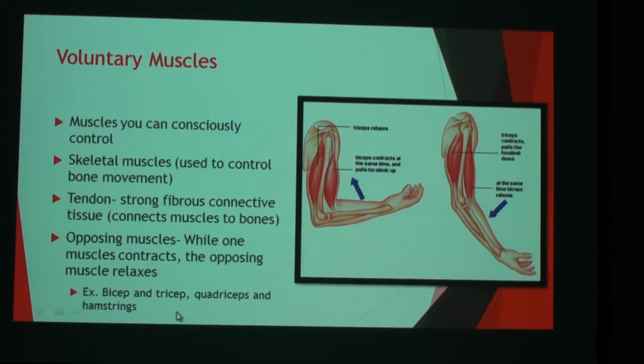They also work as opposing muscles, but here we have the example of the biceps and the triceps. When you move your forearm up, the bicep is contracting, and while the bicep is contracting, the tricep is relaxing. So that allows you to move your forearm up. And on the other side, when your tricep is contracting, your bicep is relaxing. So that allows you to move your forearm down.